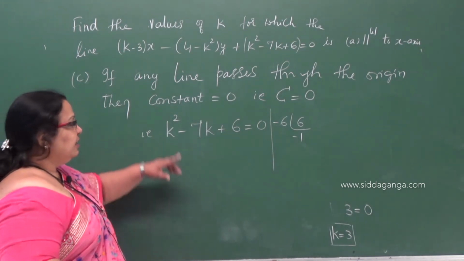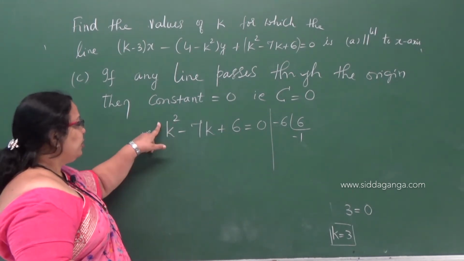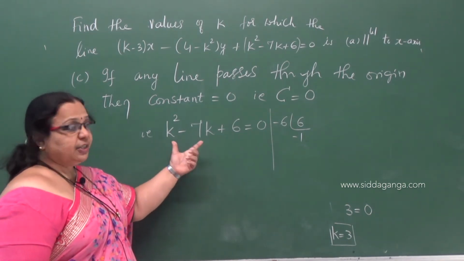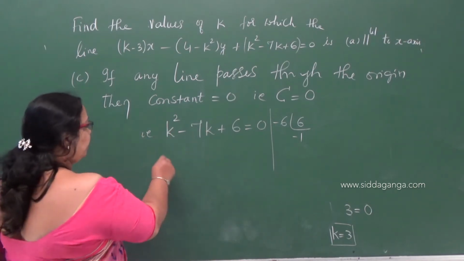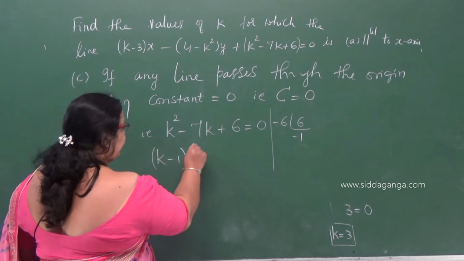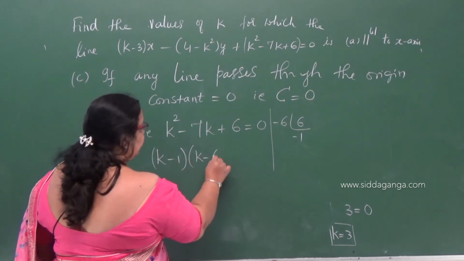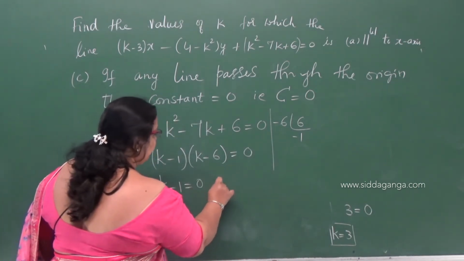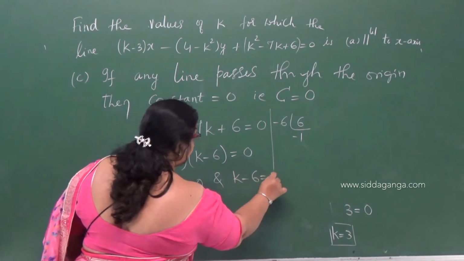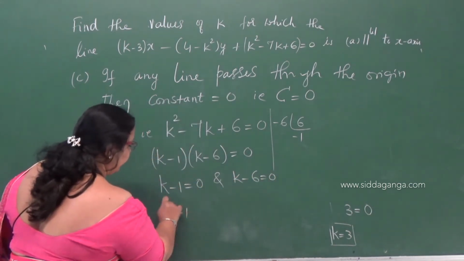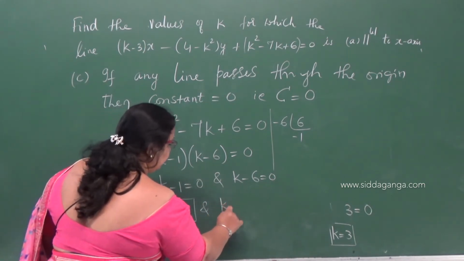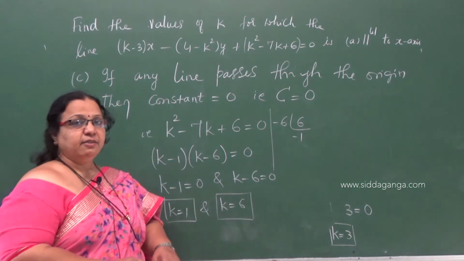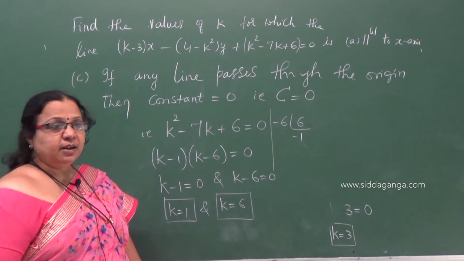So since the coefficient of the square term is 1, we can directly take those as factors and write them. So therefore we can write this as k minus 1 into k minus 6 equal to 0. So therefore k minus 1 equal to 0 and k minus 6 equal to 0. Therefore k equal to 1 and k equal to 6. So these are the values of k for which the given line passes through the origin.